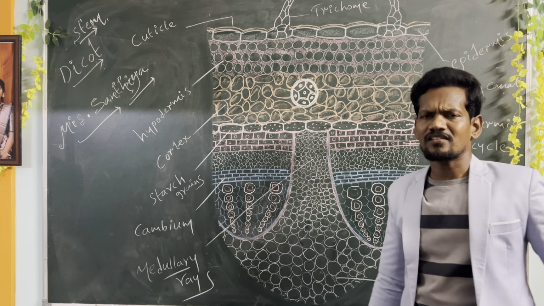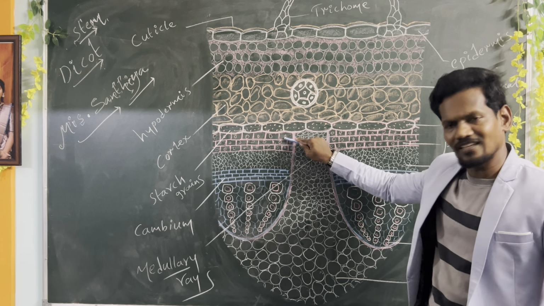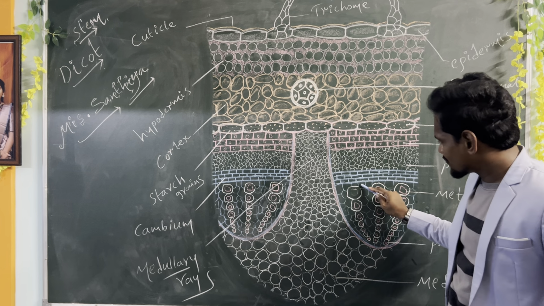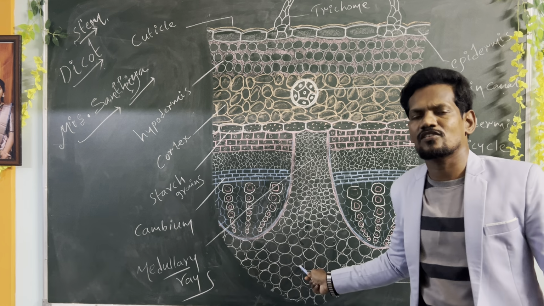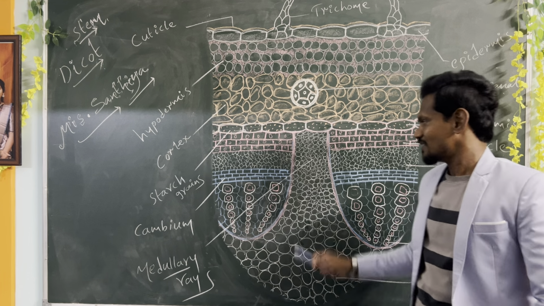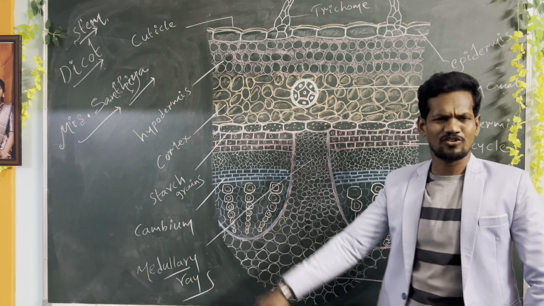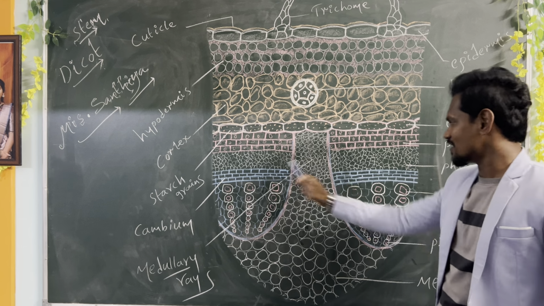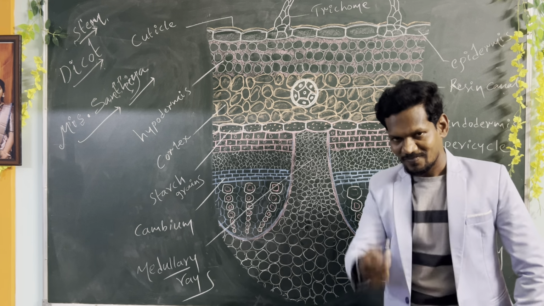Right? Done. Next, coming to stele. What is meant by stele? Everybody, same like in root, pericycle, vascular bundles and medulla. These three combined together are called stele. The central conducting part of the stem, same like root. But here the arrangement of the tissues is different. Let's see.